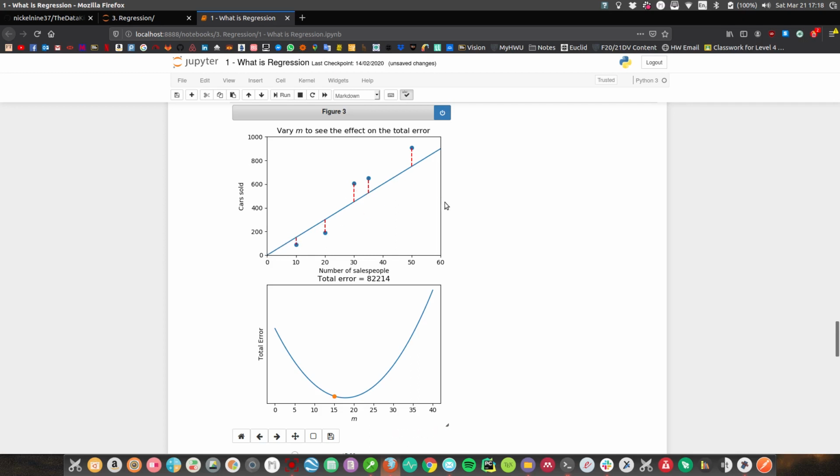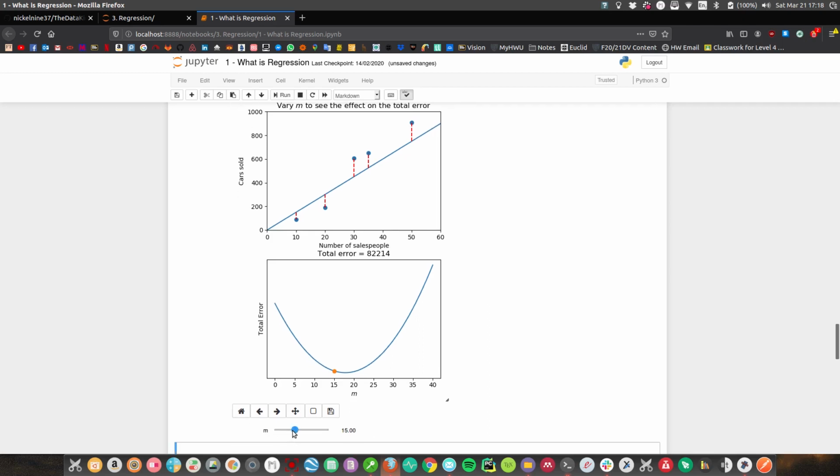And then we've also got these red things here that represent the difference between our observation and our prediction, right? And like before, we've got this little slider here where we can change m. So you can see as we're changing m, those red lines are shifting. And then down at the bottom here, what we've got is the total error as a function of m, right?